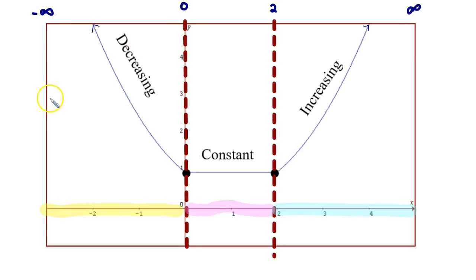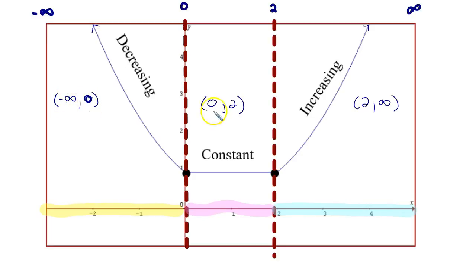So this function would be decreasing from negative infinity to 0. It would be constant from 0 to 2. And then it would have an increasing interval from 2 to infinity, where from left to right the function is going uphill. As long as you can remember that, these questions are usually pretty simple. It's just getting used to thinking of it as left to right. Where is it decreasing? Where is it increasing? We have to use those x values to describe that.